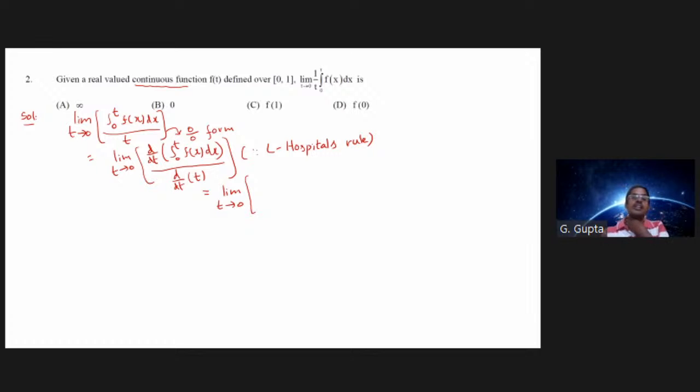In place of x, we have t. In place of t, we have x. So the numerator is directly f of t, and the derivative of t with respect to t is 1. So this approaches f of 0. Accordingly, the answer is option D. d by dx of integral a to x f of t dt is equal to just f of x. Replace the upper limit in place of t. Here, interchanging t and x, you will get this.